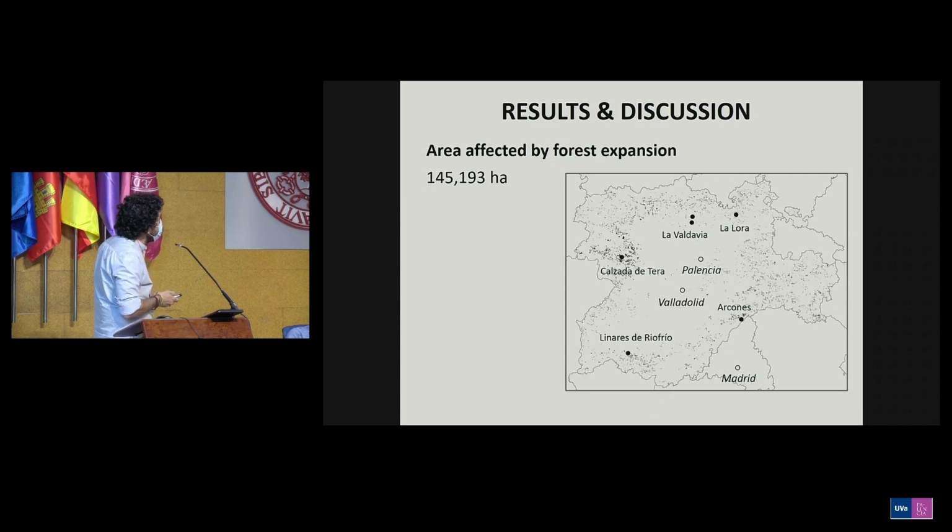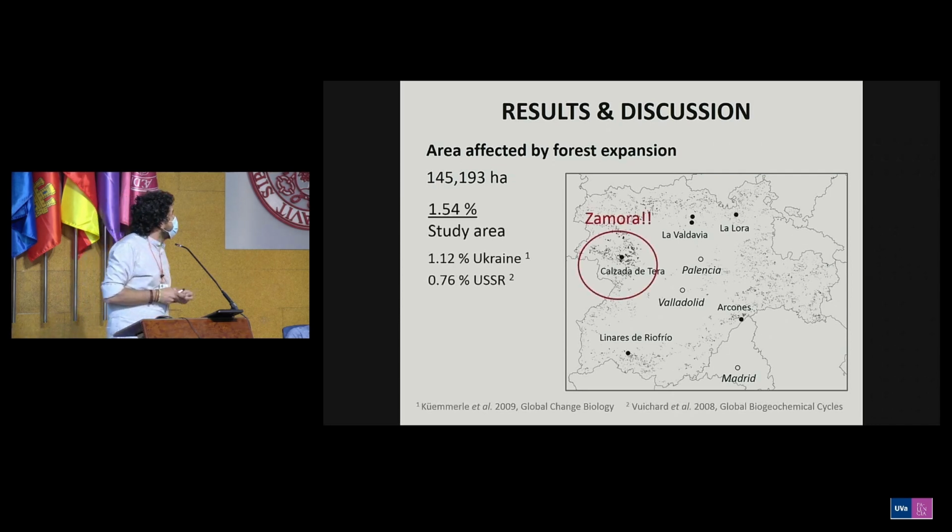So, what did we find? First of all, 1.54% of the study area was covered by forests developed in abandoned agricultural lands. This is a very high proportion because in former studies in Ukraine, it was found that 1.12% of the current forests were occupied by this type of lands, and in the former Soviet Union, 0.75%. And Zamora has an even larger proportion.